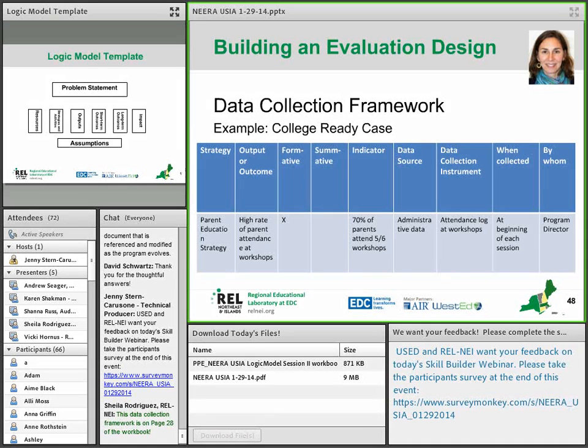Now, what is the data source? Where does that come from? So we come up with that indicator. Do we know we have that data? So what would the data source be? Well, administrative data. What is the specific instrument? An attendance log at workshops. Now, here's where it gets kind of interesting.